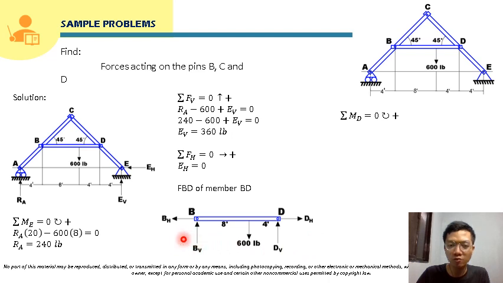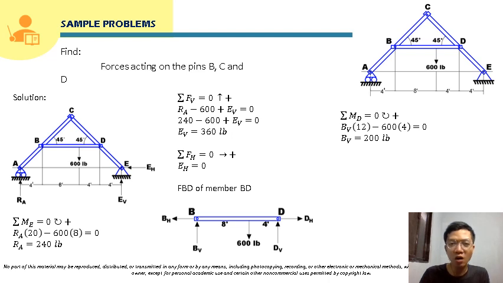To solve for BV, we can take moment here at D. DH will just be cancelled, and DV, of course, and BH will also pass through point D, so it will also be cancelled. So taking moment at D, that will just be BV times 12, that will be the moment arm, 8 plus 4, minus 600 times 4, and that will be equal to 0. So we can directly solve here for BV.